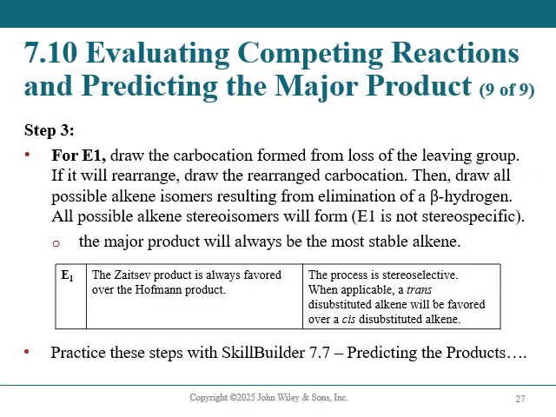For E1, we draw the carbocation formed from loss of the leaving group. If it will rearrange, we draw the rearranged carbocation. Then we draw all the possible alkene isomers resulting from the elimination of a beta hydrogen. All possible alkene stereoisomers will form. The major product will, of course, be the most stable alkene.